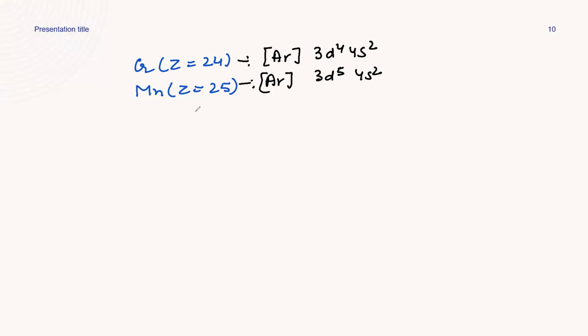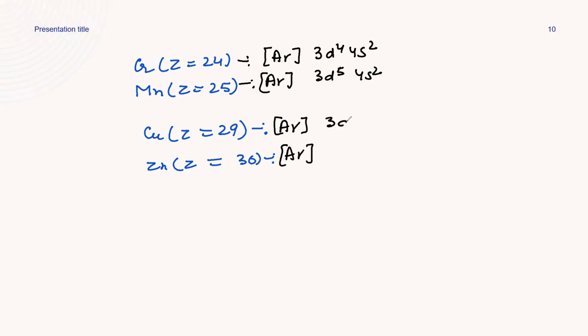Okay, now again pause the video and write the electronic configuration for copper. For copper, Z equals 29, where Z represents the atomic number. And for zinc, Z equals 30. Pause the video and write it. So for copper, what you must have written is 3d9 4s2, and for zinc 3d10 4s2. Correct?